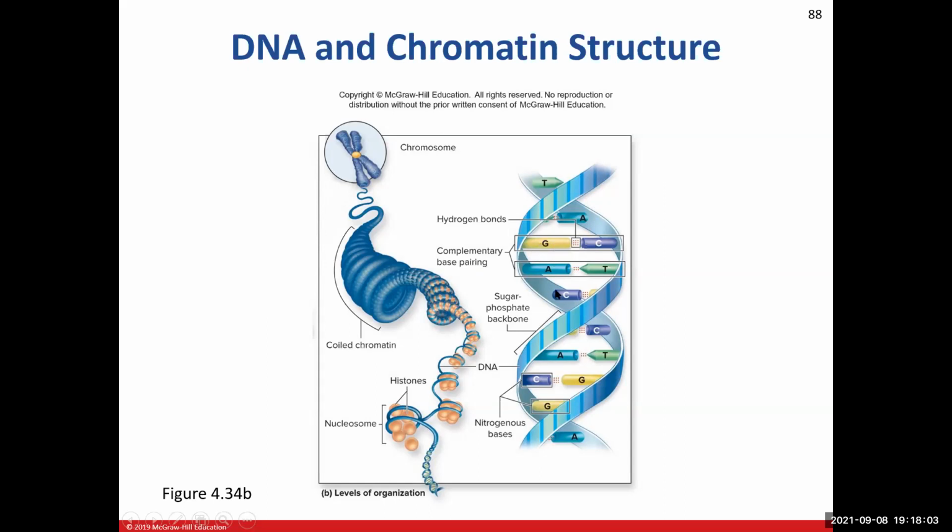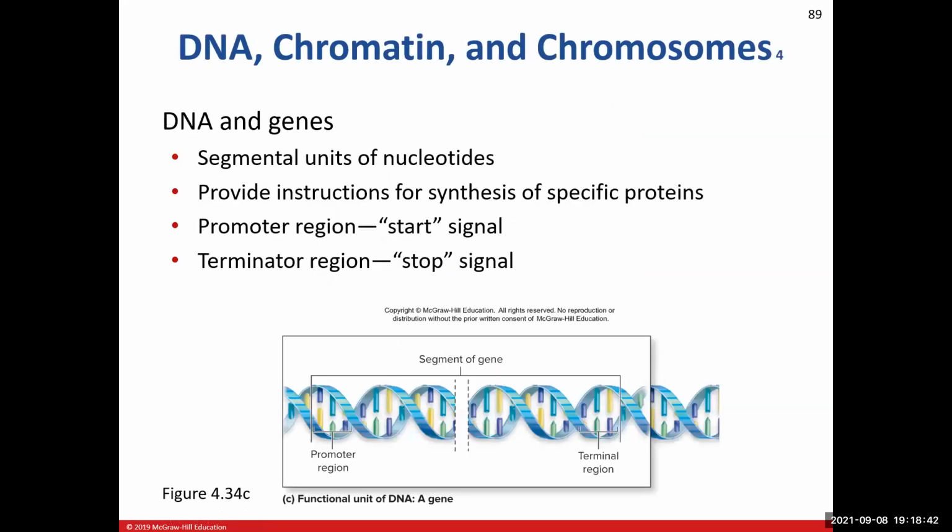So now we've got to take this big ladder, twist it up, and package it up. So we twist it up and wrap it around these proteins here. And then we start to create these coils, and these coils are now called the chromatin. That's in the non-dividing cell. When it's time to divide, we take that coiled chromatin and package it into a chromosome. That's later on, not in this chapter and not in 210, but you'll learn about that in 211. This is all I want you to know about that.